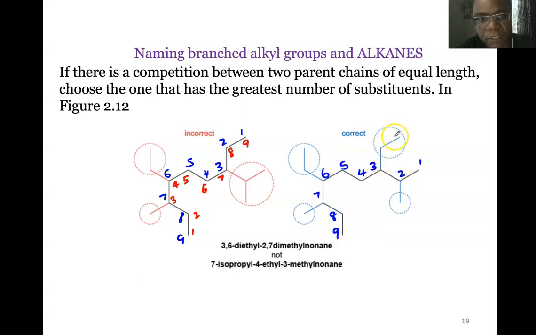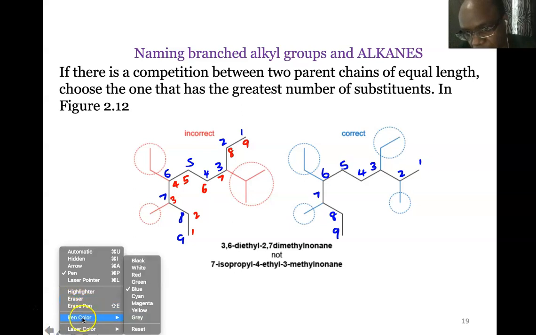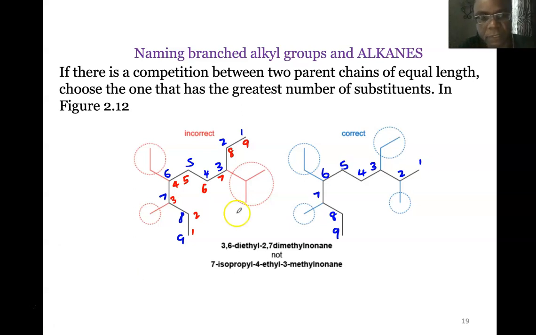So instead of going up, now we are going across. Alternatively, we can number the same molecule starting from here. 1, 2, 3, 4, 5, 6, 7, 8, and 9. Now, which of these is the correct numbering?